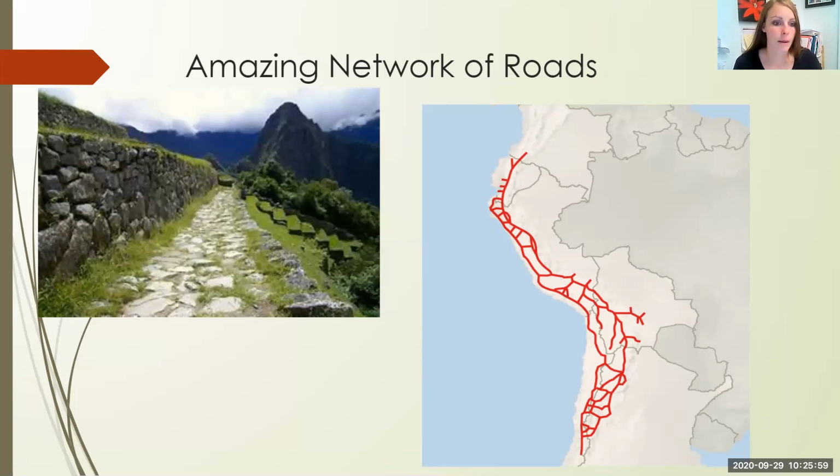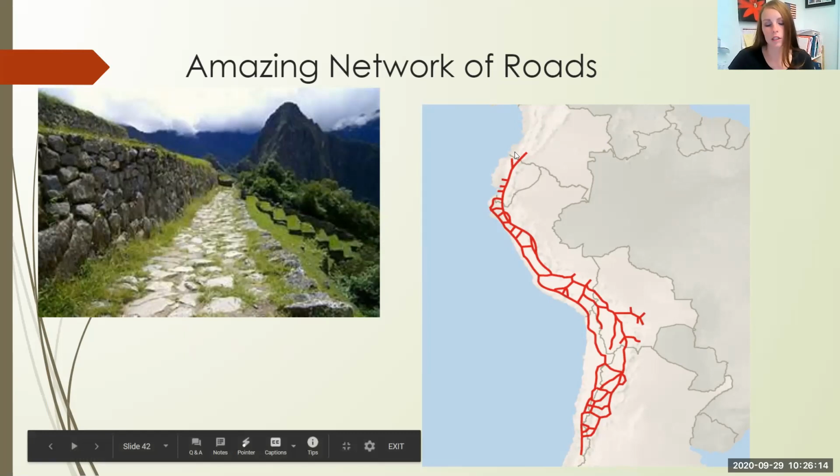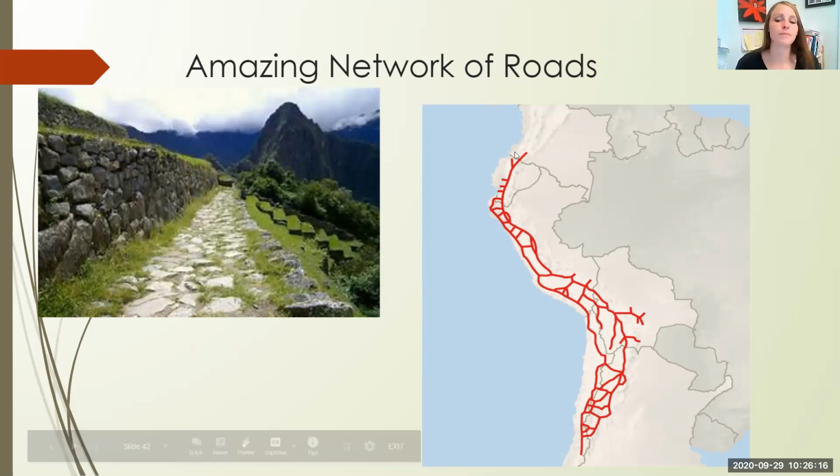They built roads. It's not just like a dirt path, but they built roads. As you can see in this picture, there's actually flat rocks placed down to build a road. So they had an amazing network of roads here. This road system was just amazing. And they are mostly known for that.